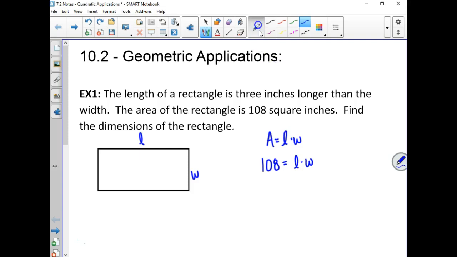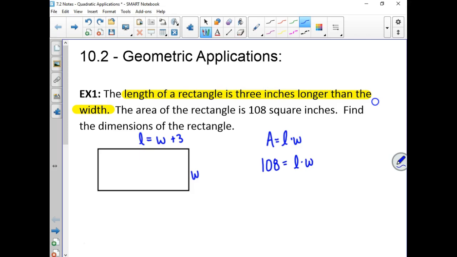So what we have to do is use this other piece of information that we're given here, and that is that the length of the rectangle is 3 inches longer than the width. Length is, tells us to put an equal sign. 3 inches longer than, tells us to add 3. And the width, we'll put that here. You also could write this as 3 plus W. It doesn't matter which order you put those in since it's addition.